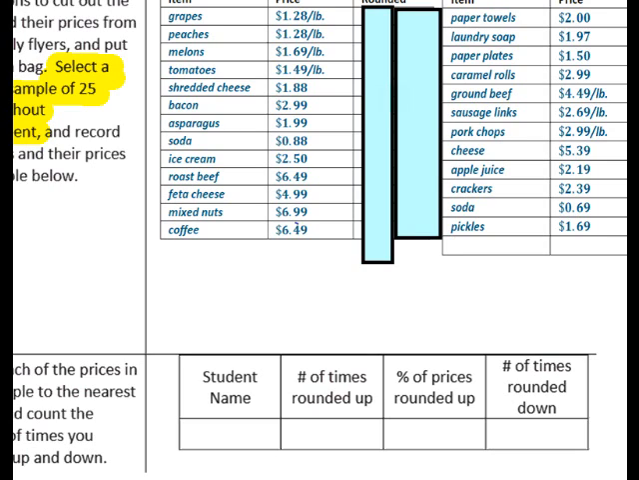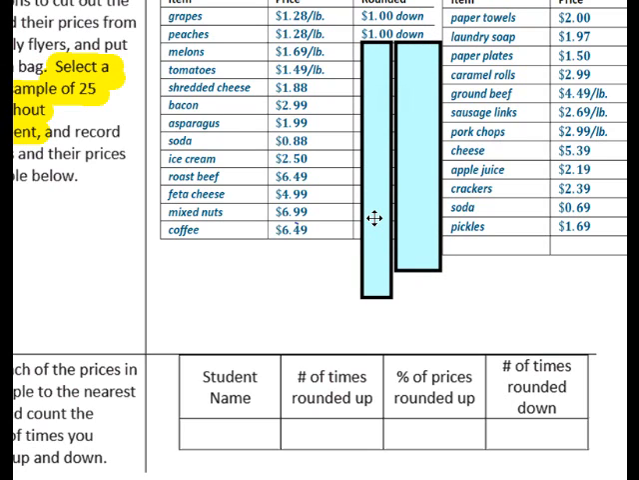Next, question 9. Round each of the prices in your sample to the nearest dollar and count the number of times you rounded up and down. So $1.28 would be rounded to $1, and then determine whether that's a round up or round down and write it down. Next, $1.28, round it to $1, and that would be rounded down. $1.69 is closer to $2, so we round it to $2, and that one has been rounded up. Pause the video and complete this activity.